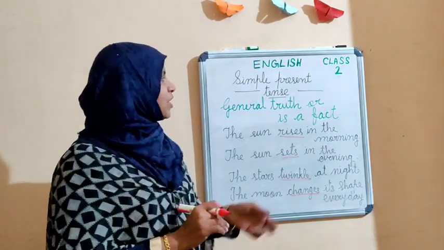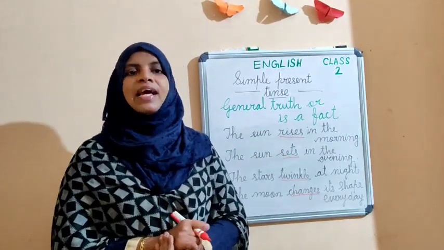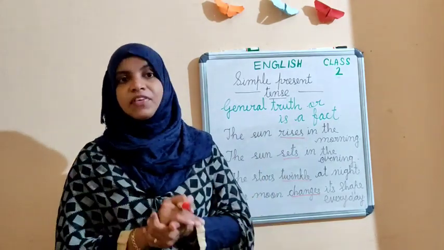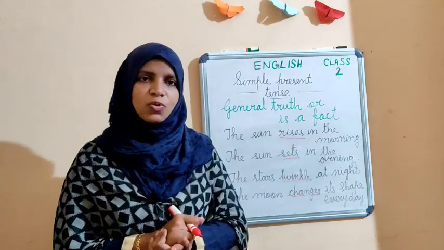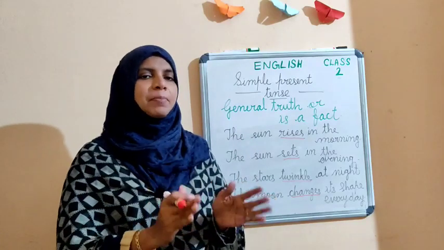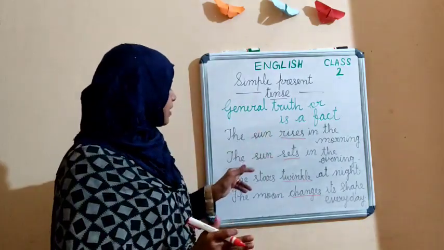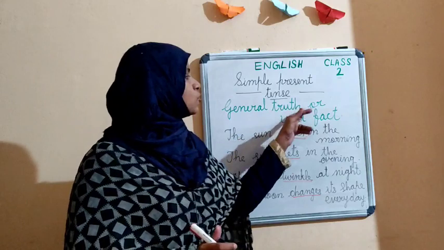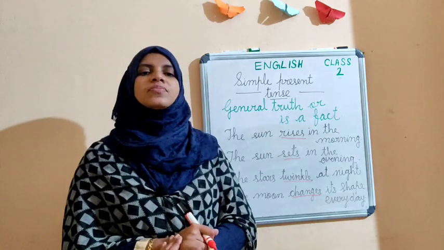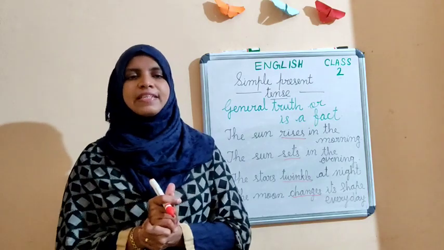Okay, then when do we use simple present tense? Yes, with habitual actions, or what happens in our day-to-day life, daily life. That time we use simple present tense. When our action is happening at that time, present time. Okay? Then next one, with a general truth or a fact. If it is a general truth or fact, we use simple present tense.